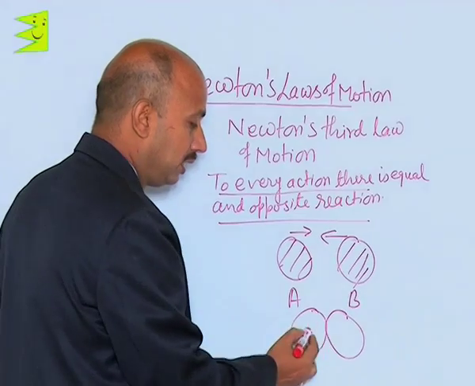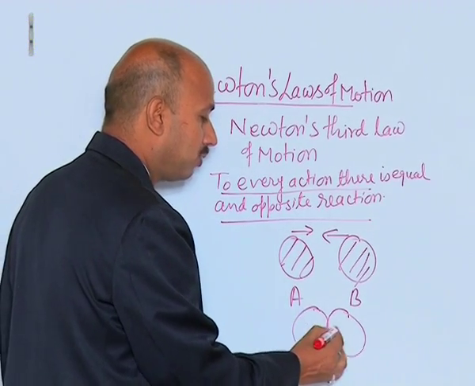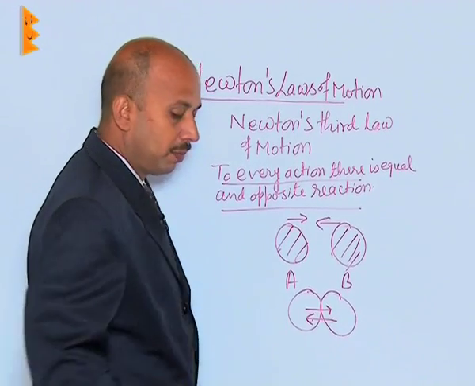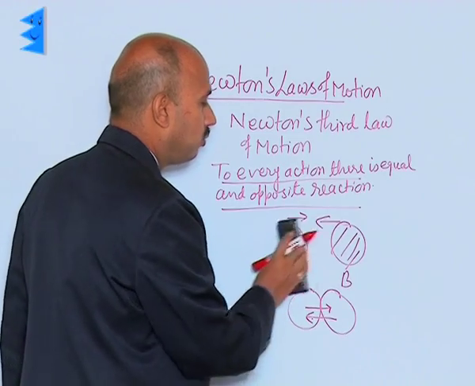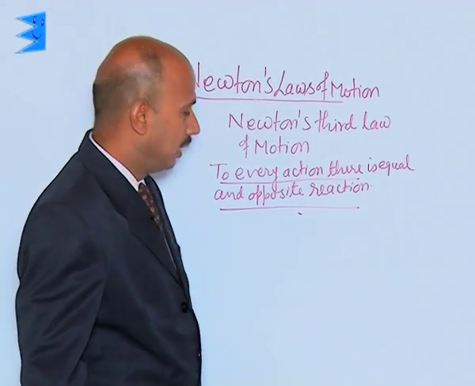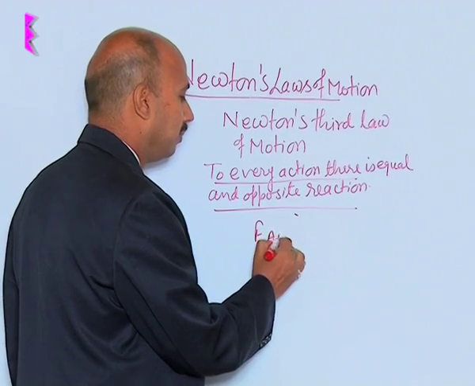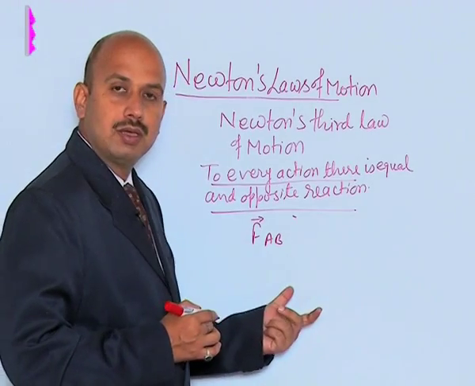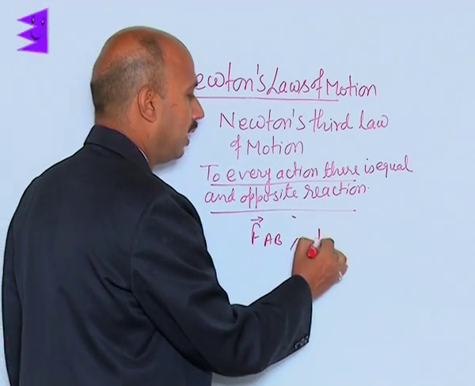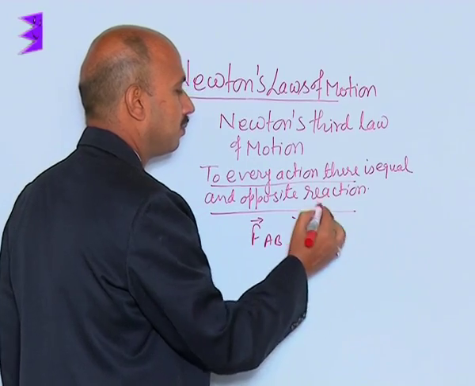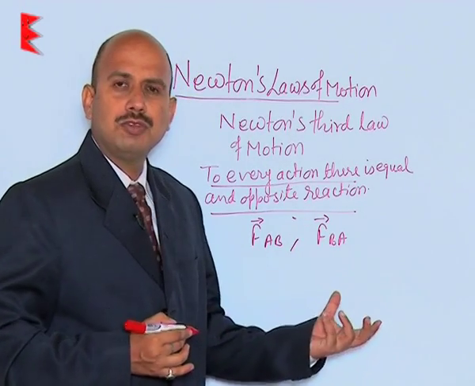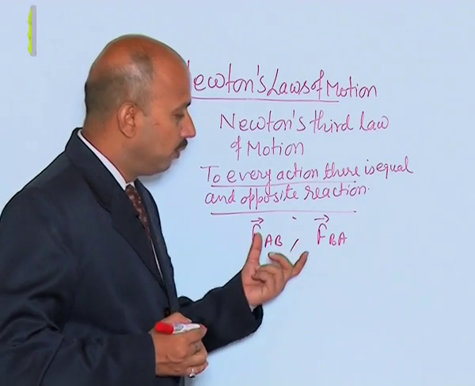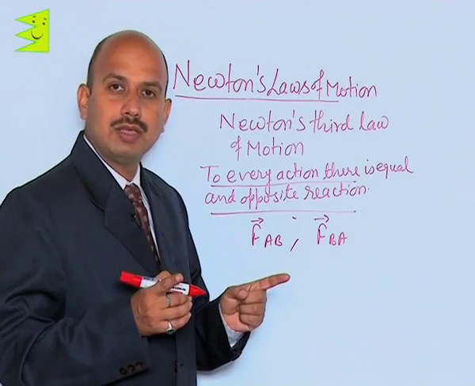When they touch each other, at that time A applies force on B and B applies force on A. So, the force applied by B on A, we can write as FAB, and the force applied by A on B is FBA. These two forces are equal in magnitude but opposite in direction. These two forces are acting on two different bodies.